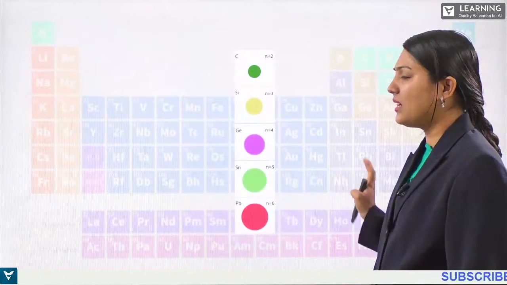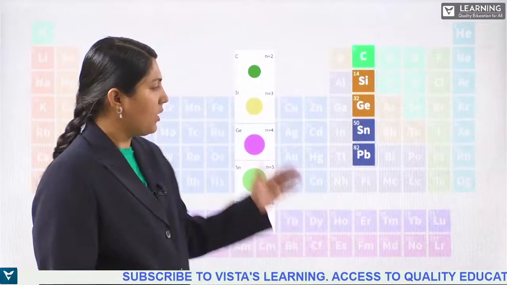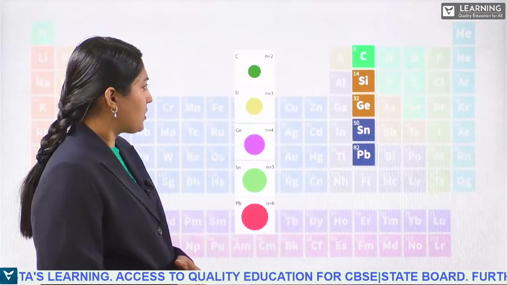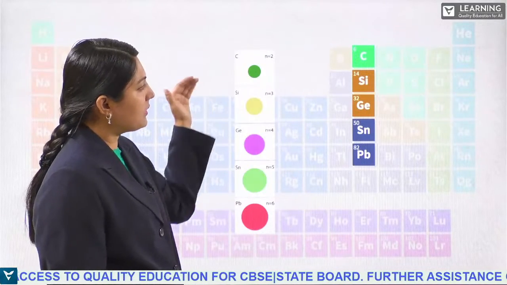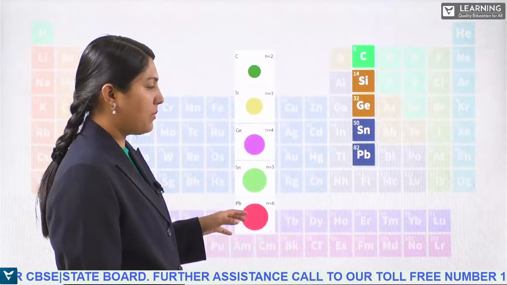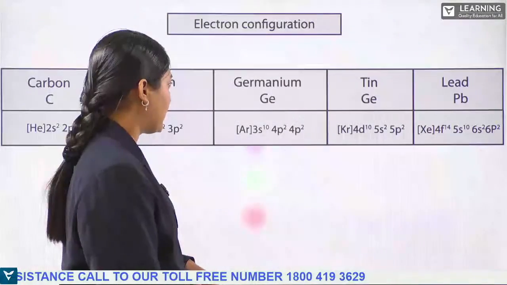As we see in general in the periodic table, as we go down, the size increases. In the 14 group also, down the group what happens? The size increases. So you can see here from carbon, silicon, germanium, tin or stannous and plumbum or lead, down the group the size increases.